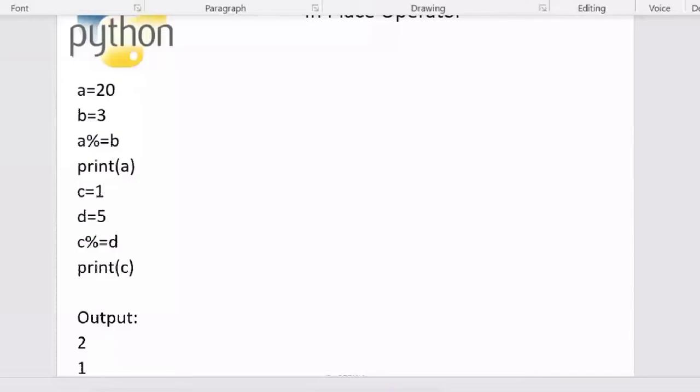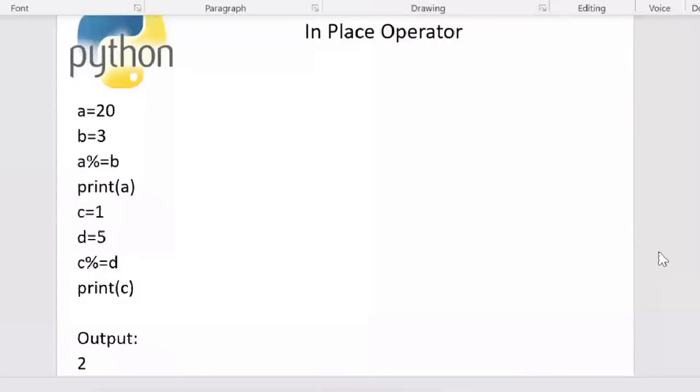See this now. Okay, so, Nana, we have taken A as 20 and B as 3. So A mod equals B means A is equal to A mod B. That's right. 20 mod 3. What is the answer?